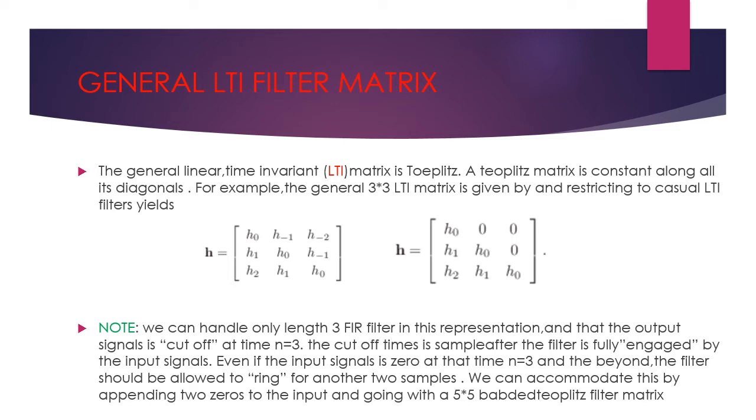The cutoff time is a sample after the filter is fully engaged by the input signal, even if the input signal is 0 at time n equals 3 and beyond. The filter should be allowed to ring for another two samples. We can accommodate this by appending two zeros to the input and going with a 5 by 5 Toeplitz filter matrix.